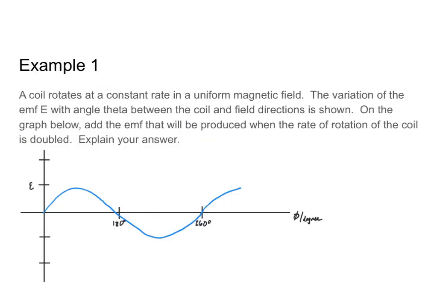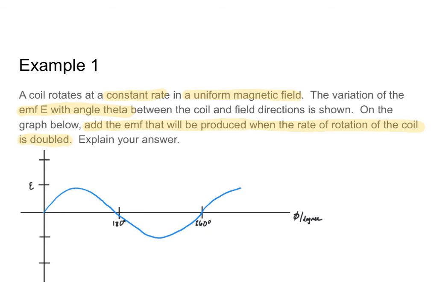So let's go ahead and look at an example. In our example, we have a coil rotating at a constant rate in a uniform magnetic field. The variation of the EMF with angle theta between the coil and field directions is shown. On the graph below, add the EMF that will be produced when the rate of rotation of the coil is doubled, and explain your answer.